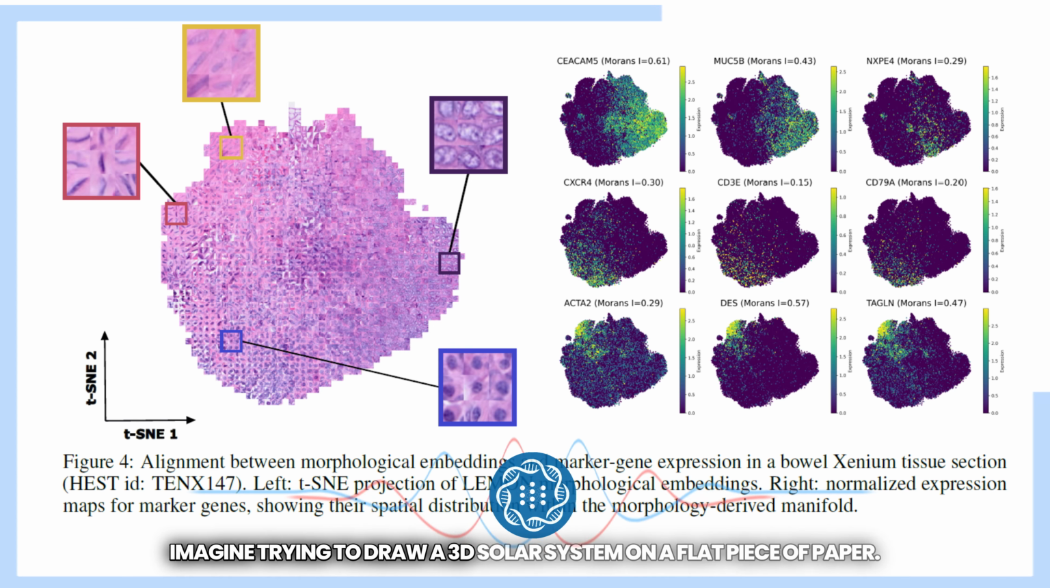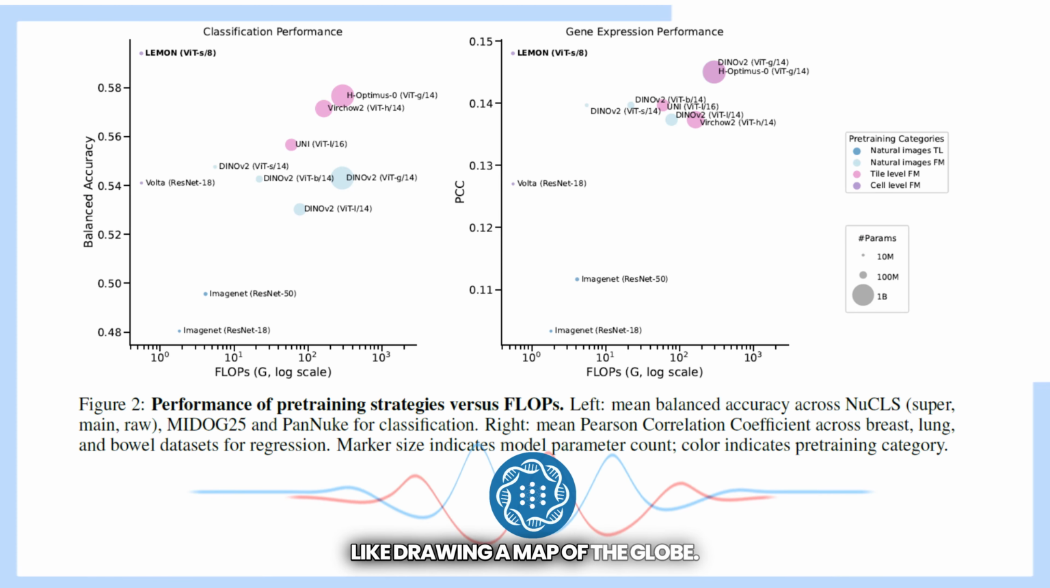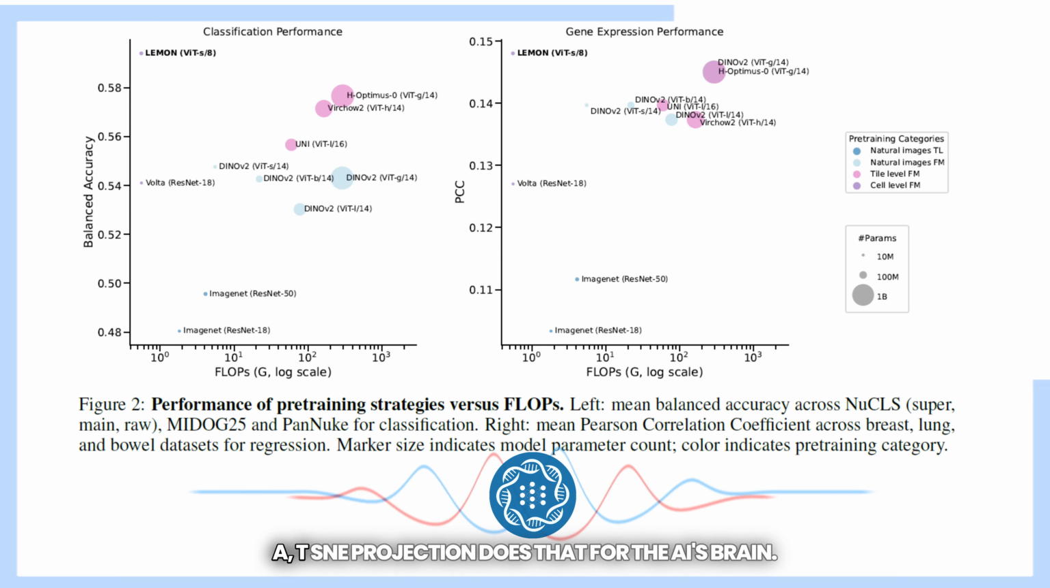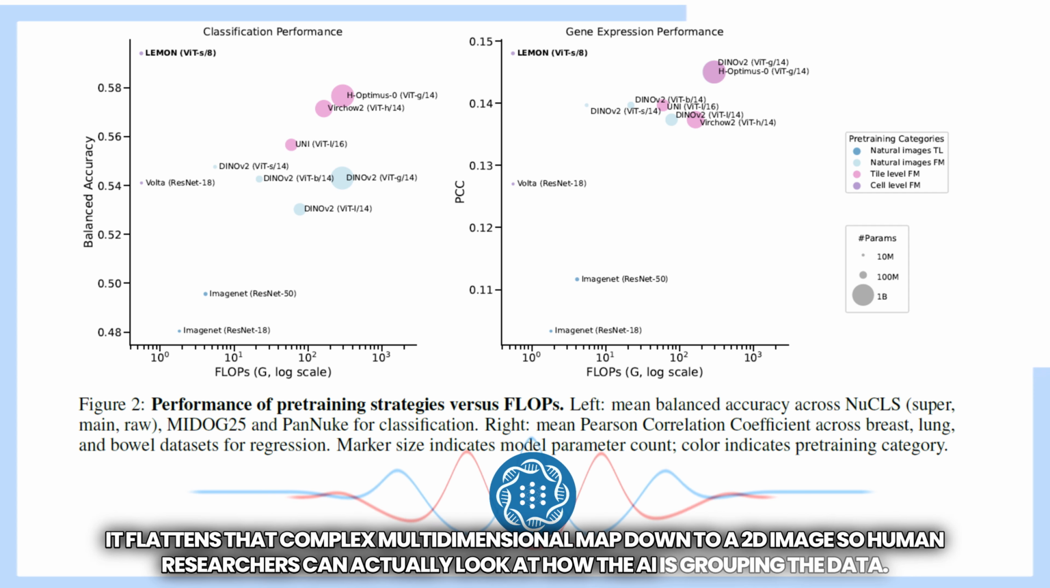Imagine trying to draw a 3D solar system on a flat piece of paper. You have to squash the depths and distances while trying to keep the relative positions as accurate as possible, right? Right, like drawing a map of the globe. Exactly. A Y projection does that for the AI's brain. It flattens that complex multidimensional map down to a 2D image, so human researchers can actually look at how the AI is grouping the data.